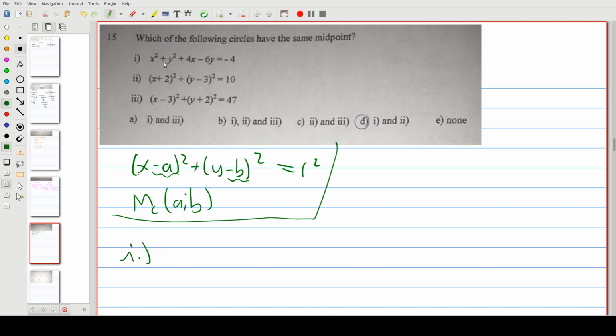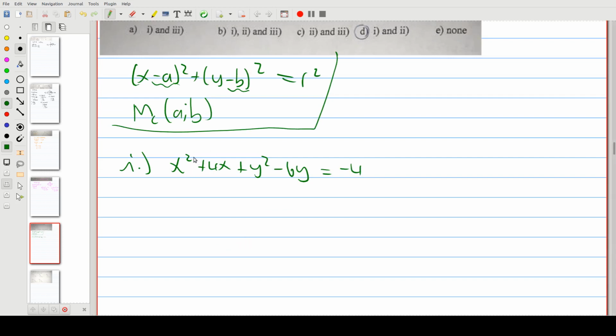For equation 1, we need to do completing the square to get it in this form. So let's just rewrite it with all the x's together. So x squared plus 4x plus y squared minus 6y equals -4. Okay, so we need to do completing the square. For completing the square, the value in front of the x squared must be 1. So it is already 1, so we can just rewrite the first two terms. And then we add this value over 2 squared. So 4 over 2, which is just 2 squared. And we also want to add it to the other side. So plus also 2 squared here.